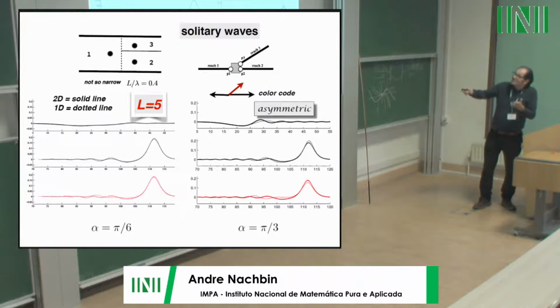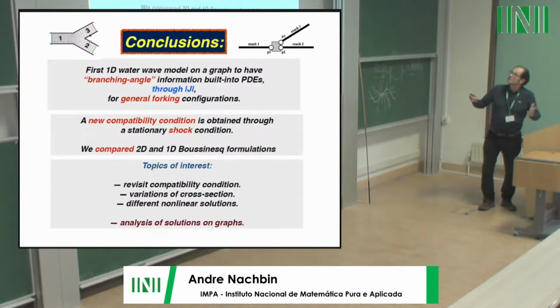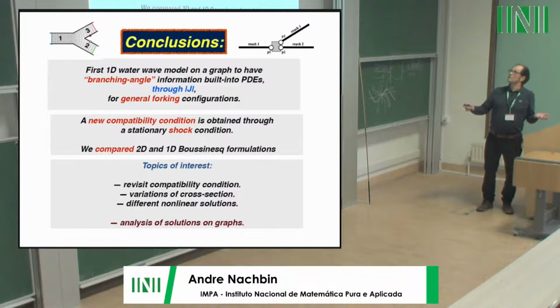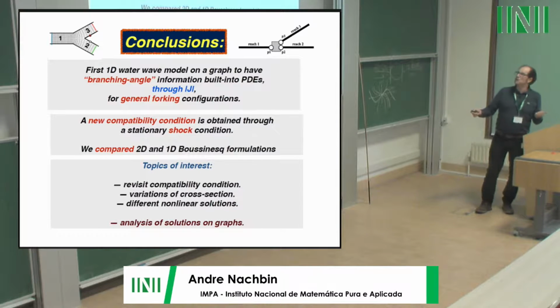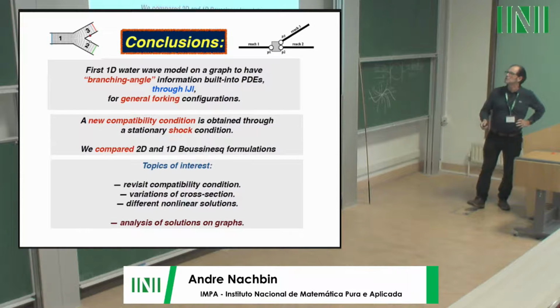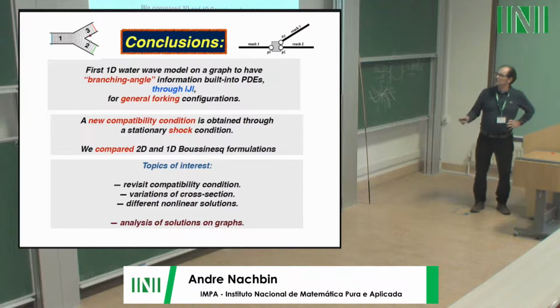So how to improve this for greater angles? And the conclusions are these. This is the first water wave model that I know on graphs to have branching angle information built in through the Jacobian for general forking conditions. There's a new compatibility condition that uses this stationary shock. We're comparing the 2D and 1D Boussinesq formulations.